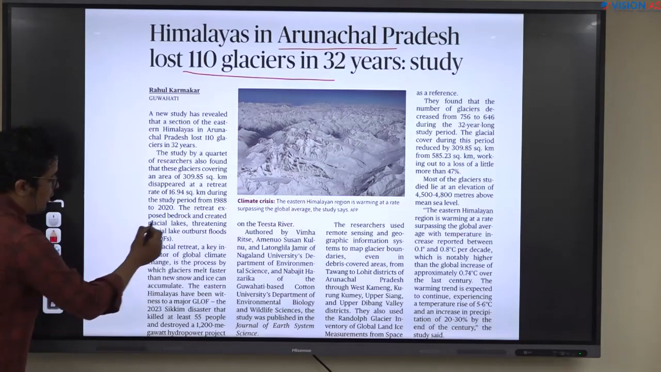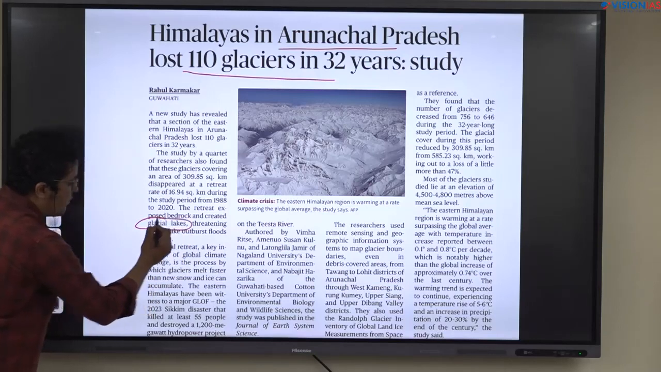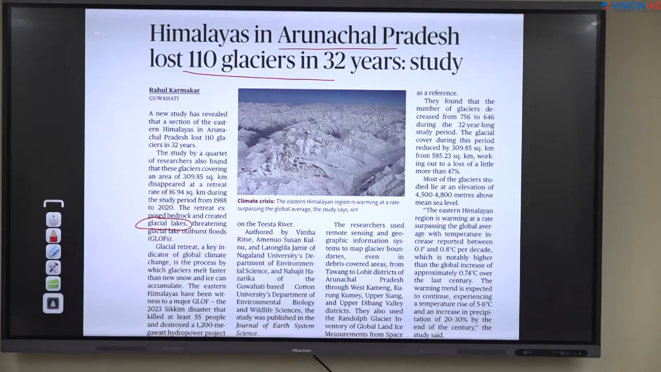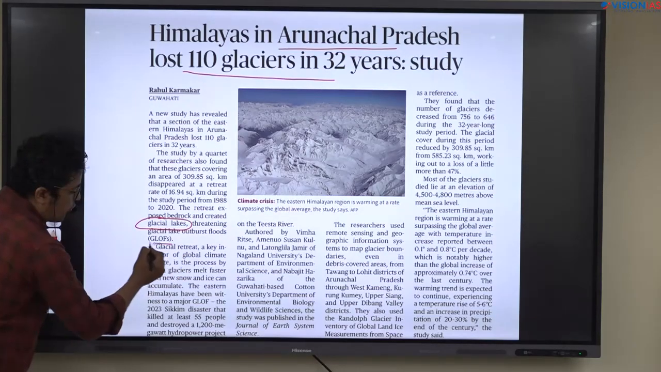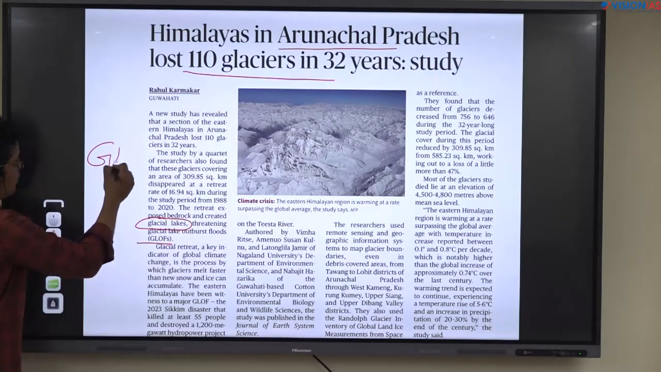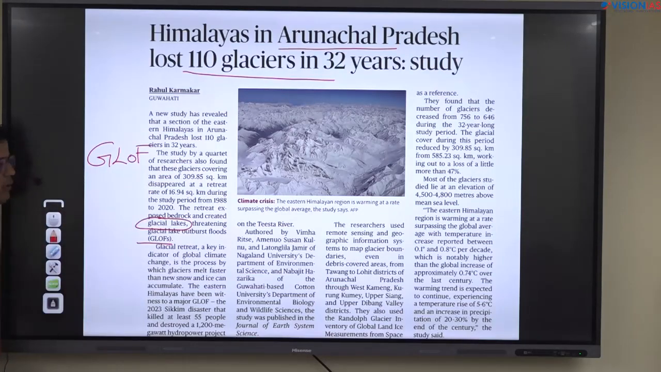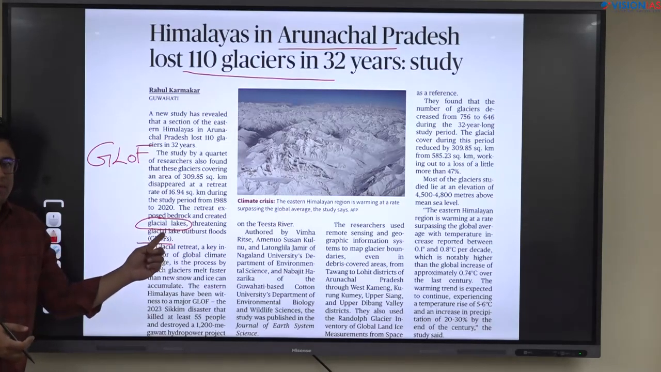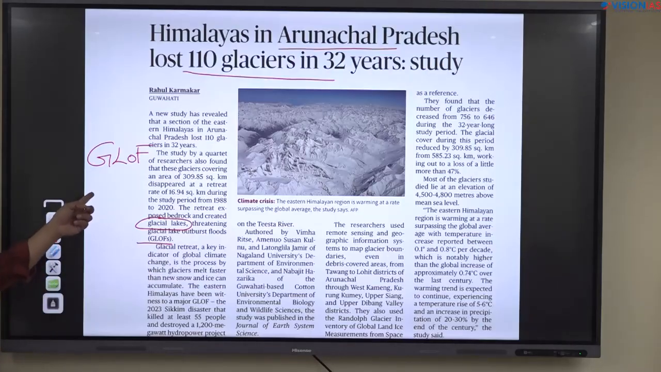It created glacial lakes. Snow melted and glacial lakes were created. So glacial lakes can lead to GLOF. GLOF is a disaster. Glacial lake outburst flood. When a glacial lake releases a sudden amount of water, it can bring disasters. So the creation of glacial lakes is not a good sign. It can lead to disasters like this. That is what this article talks about.